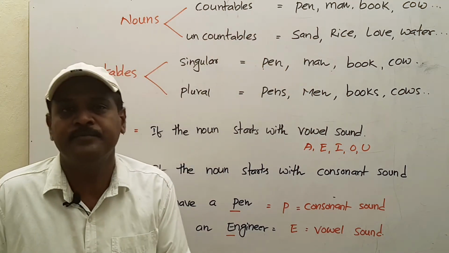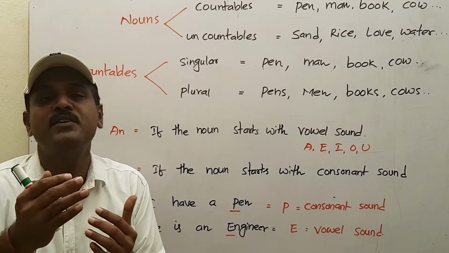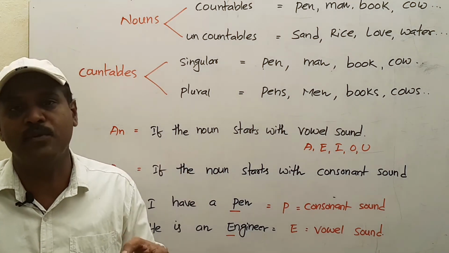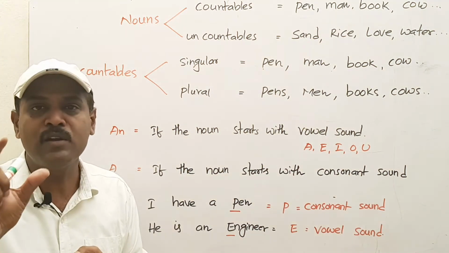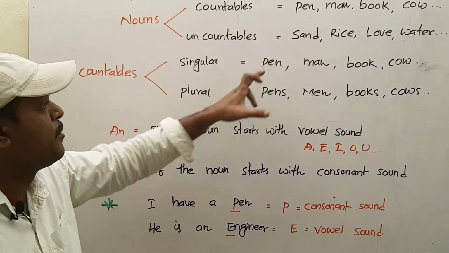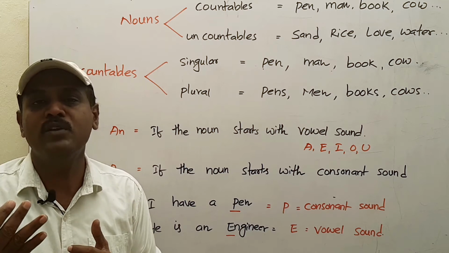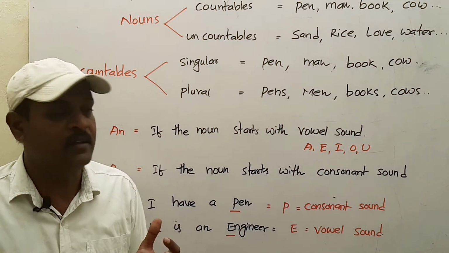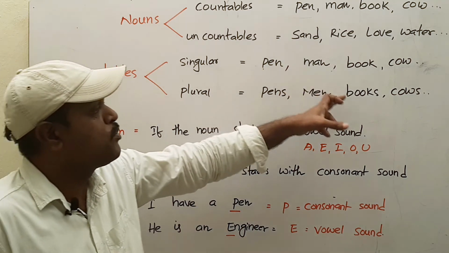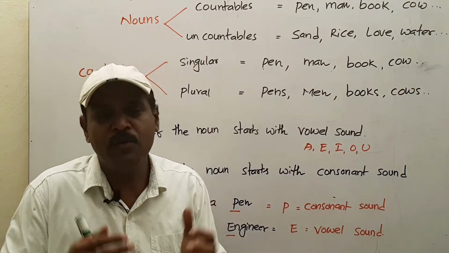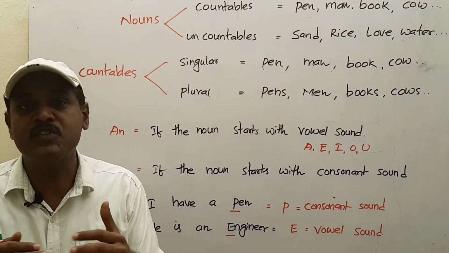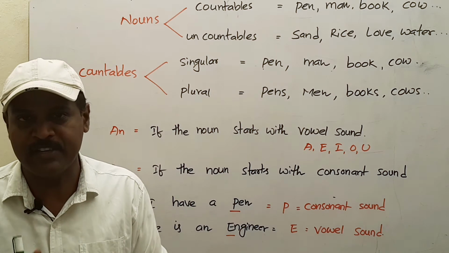And again, the countable nouns can be divided into two kinds, singular and plural. If you want to refer to one noun, it is called singular: pen, man, book, cow, etc. If you want to refer to more than one noun, it is considered plural: pens, men, books, cows, etc. You know, the most important thing is, when should we keep a or an in English?